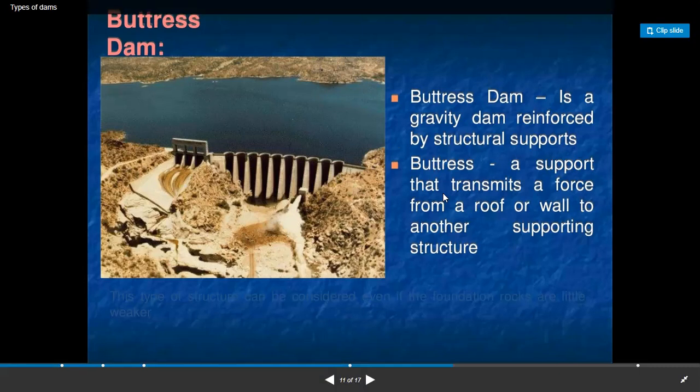I'm sorry guys, sorry for interrupting you. So now we have completed the slab and buttress dam.